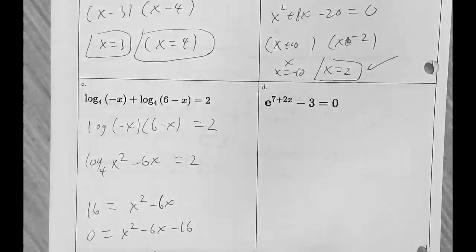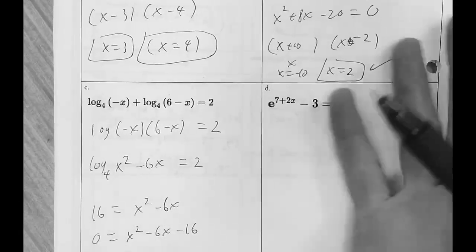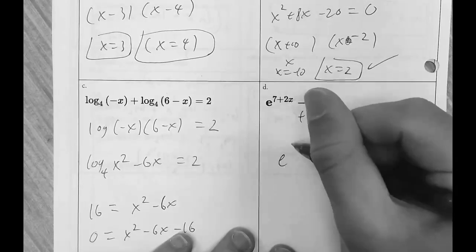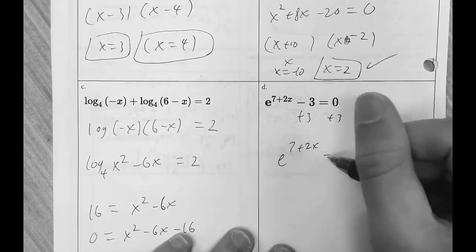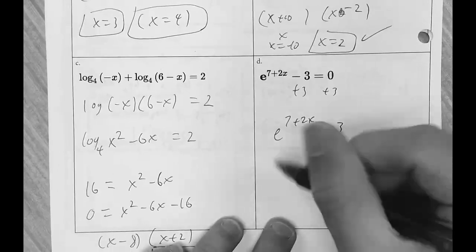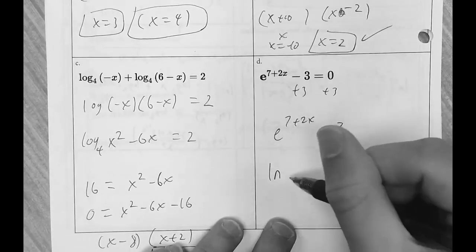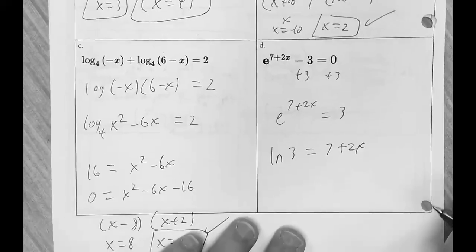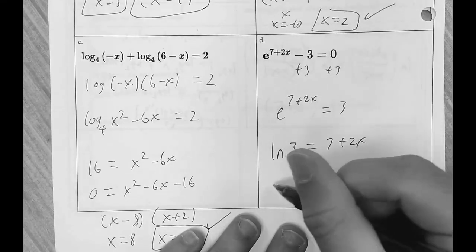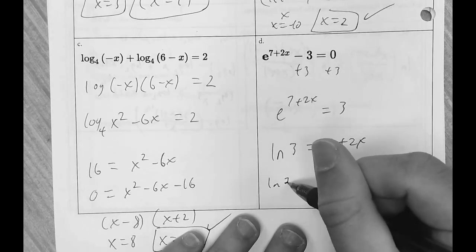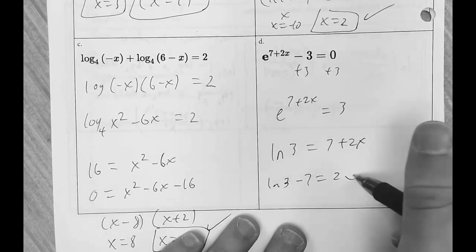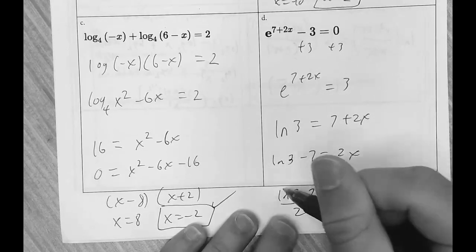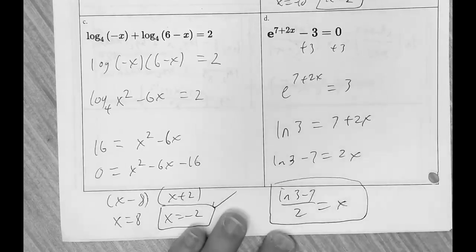Okay, D, we got an exponential. This one, there's no rewriting the bases. We're going to get the exponential alone, plus 3 both sides. E to the 7 plus 2x equals 3. We're going to rewrite this as a natural log. ln of 3 equals 7 plus 2x. Just going to get the x alone at this point. So we have ln 3 minus 7 equals 2x, and then ln 3 minus 7 over 2 equals x. Done. That's it. You don't need to do any more there. You're done.